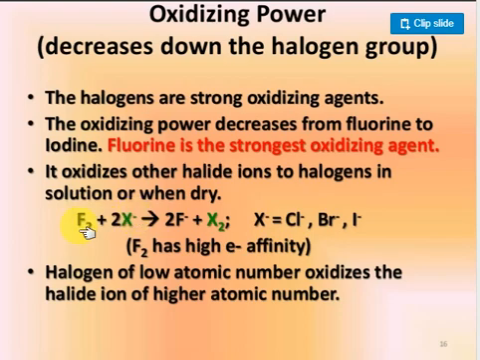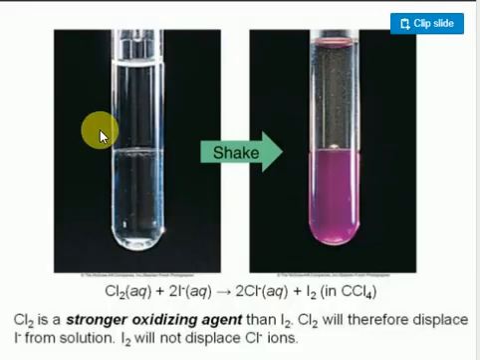If you pass fluorine gas through water, oxygen gas is liberated. Oxygen gas will come outside. So what I mean is that halogens are strong oxidizing agents. Halogens of low atomic number oxidize the halide ions of higher atomic number. It means fluorine, having the lower atomic number, can oxidize chlorine, bromine, and iodine.